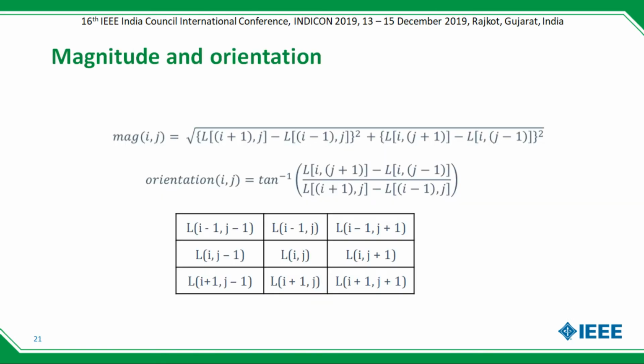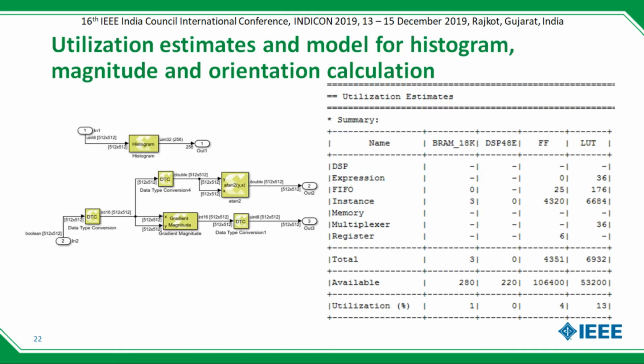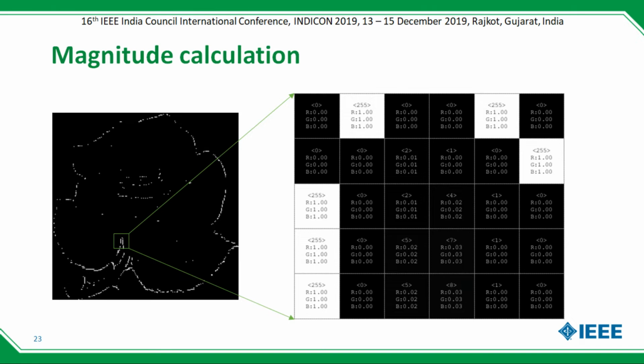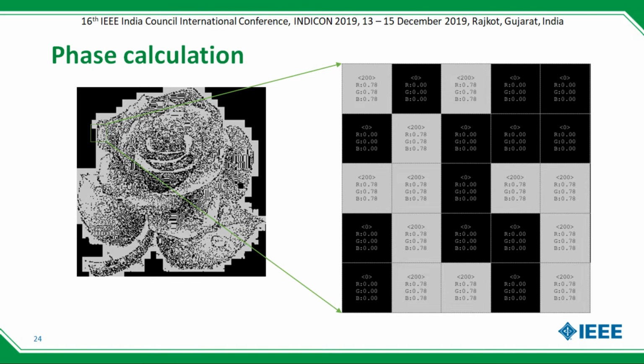So the third step is magnitude and orientation, which starts with this equation. For example, this pixel minus this pixel, whole square, and this pixel minus this pixel, whole square, gives the magnitude, and the ratio and tan inverse give the orientation. This is the model and utilization. The magnitude calculation is done for every pixel in the Gaussian image, and this is the phase calculation also.